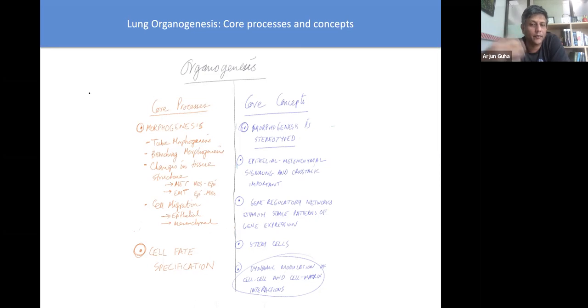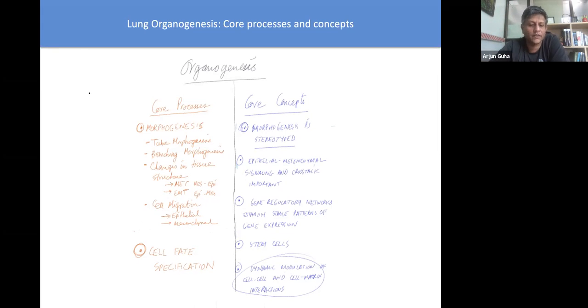Second, epithelial and mesenchymal signaling and crosstalk is very important. As I discussed in the cartoon previously, FGF10 signaling from the mesenchyme to the epithelium, sonic signaling from the epithelium to the mesenchyme, and this negative feedback regulation is very, very important in the context of driving branching morphogenesis. What do these signals do? These signals basically establish gene regulatory networks, which establish stable patterns of gene expression and allow cells to either maintain the fate that they're in or allow them to transition from the fate they're in to becoming more specialized.